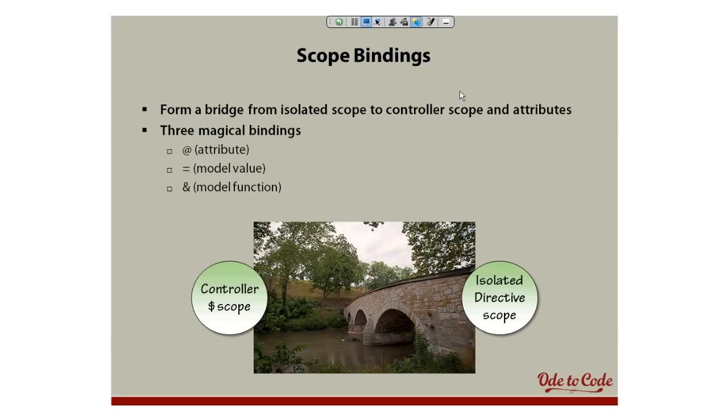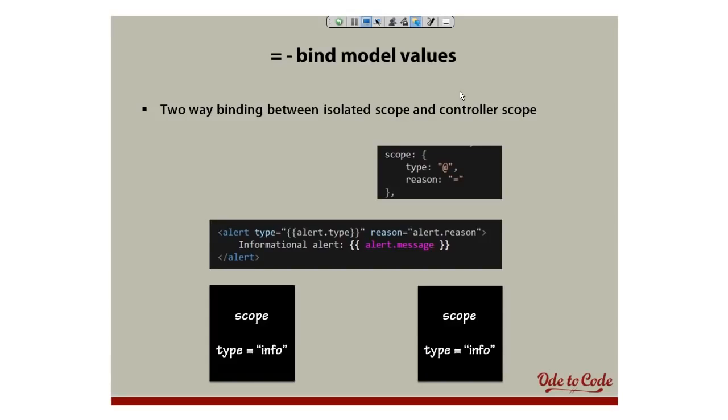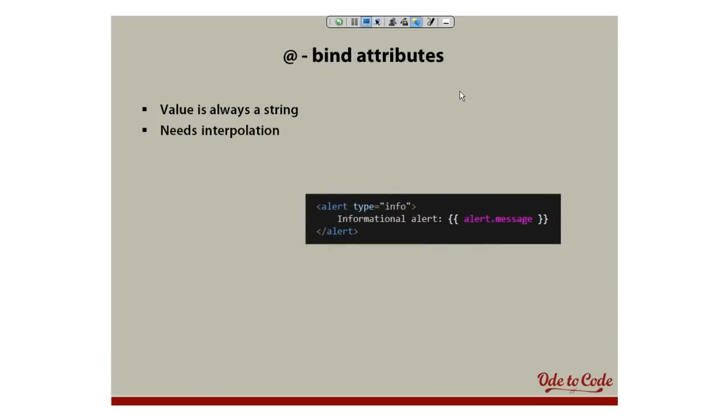Those three bindings then form a bridge, or can form a bridge, between your controller scope and your isolated directive scope. Just remember that equals is binding model values, so I want to bind something from my scope to the isolated scope.